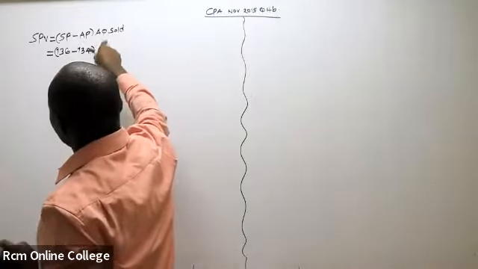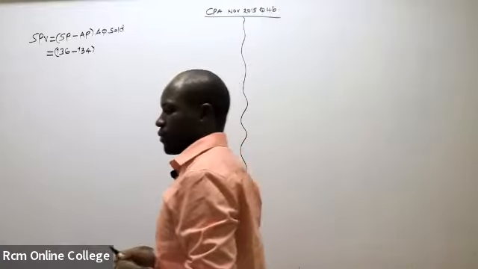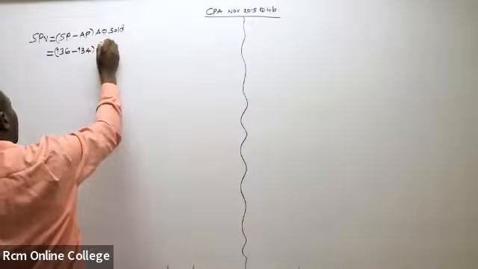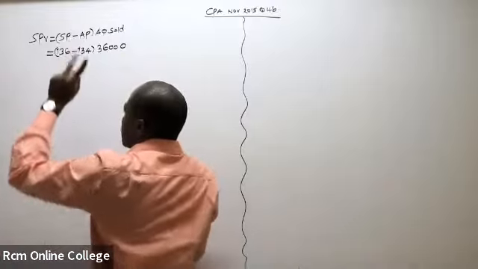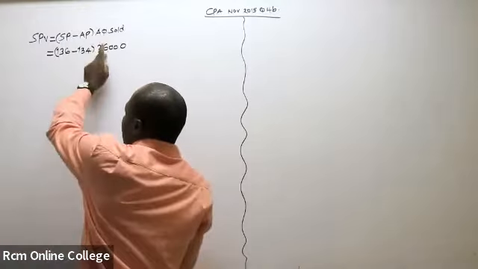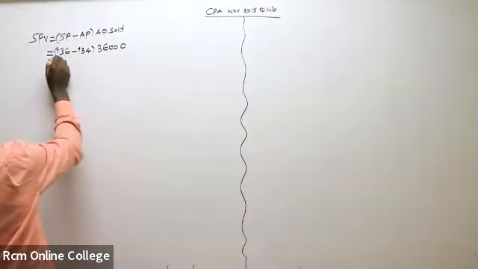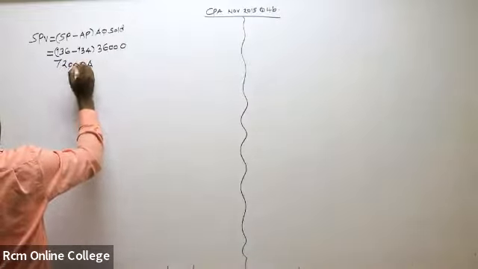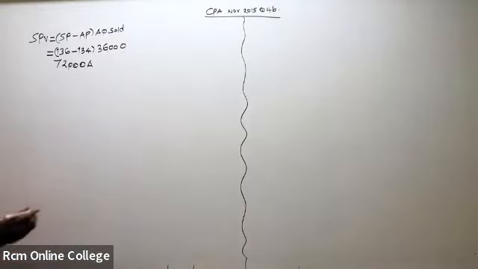So what was the actual quantity sold? Actual quantity sold, 36,000 units. The difference between these two is 2 shillings. So when we take 2 multiplied by 36,000, what are you getting? 72,000. 72,000 adverse. Thank you. That is it. There's nothing complex about it. Just like that. Let's go to the second one.